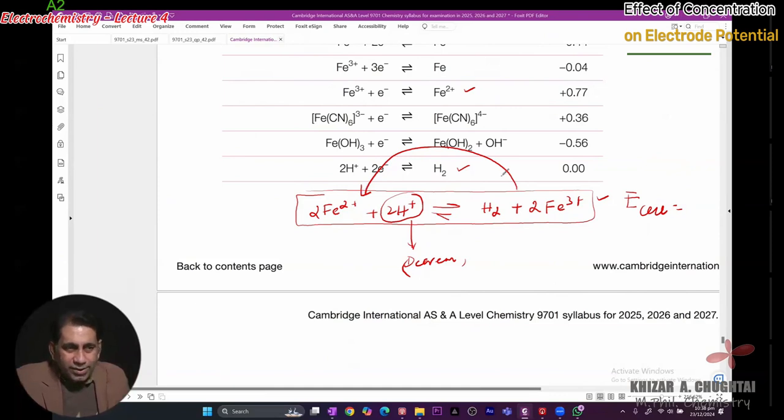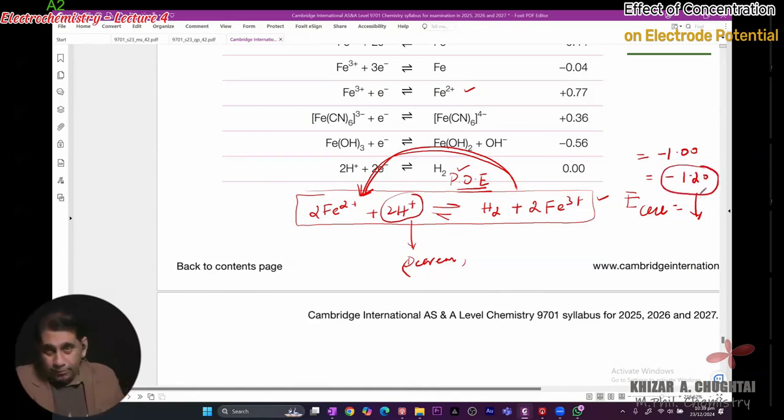So again, just see the direction of the position of equilibrium. If it is shifting back, obviously E naught cell will decrease. Its worth will decrease. If, for instance, it is negative, initially negative 1.0, then after any change in concentration, the position of equilibrium is shifting towards backward, then it will be minus 1.20. Its worth will be decreased. In negative, this number is going to increase, but overall its worth is going to decrease.